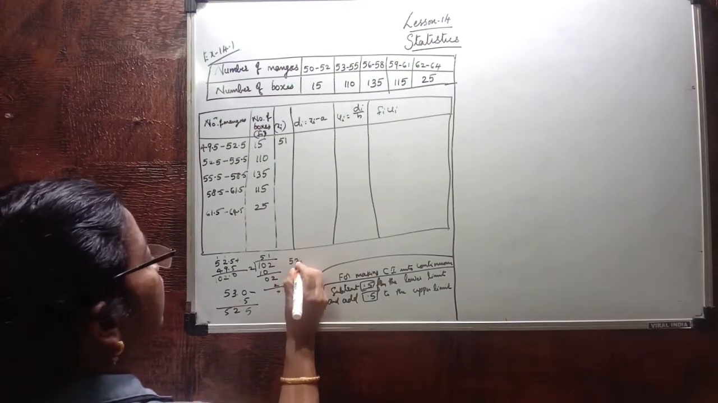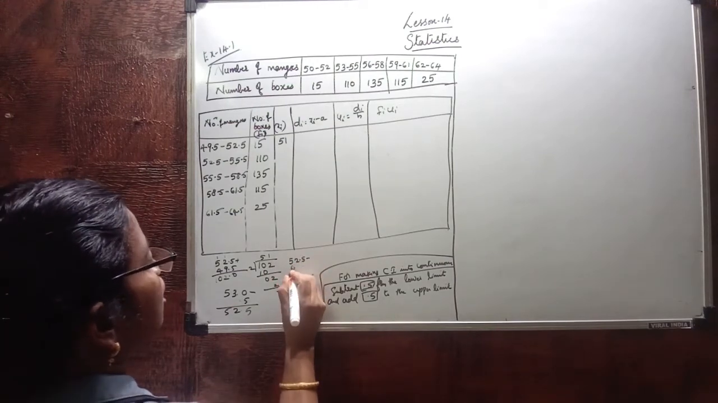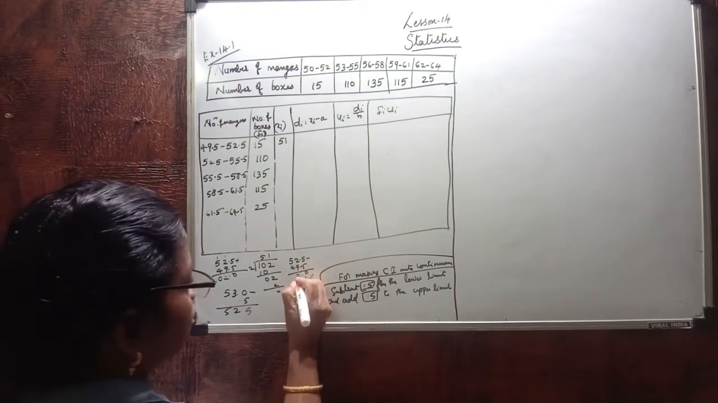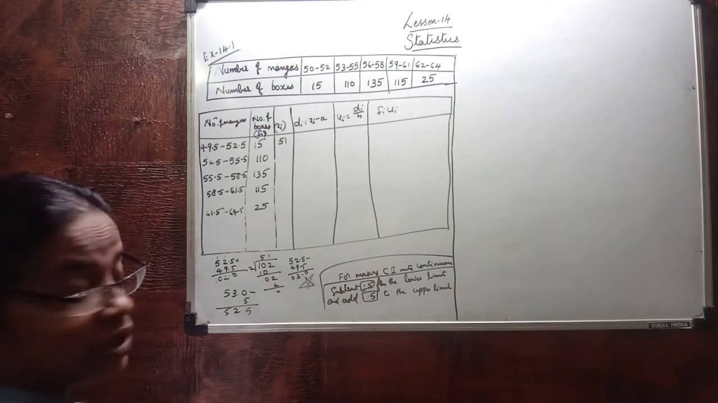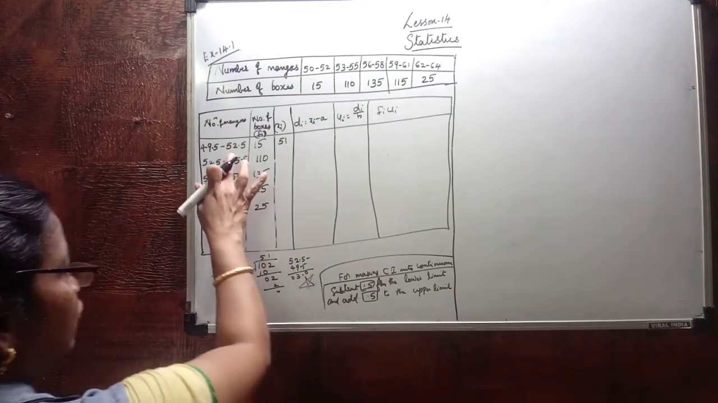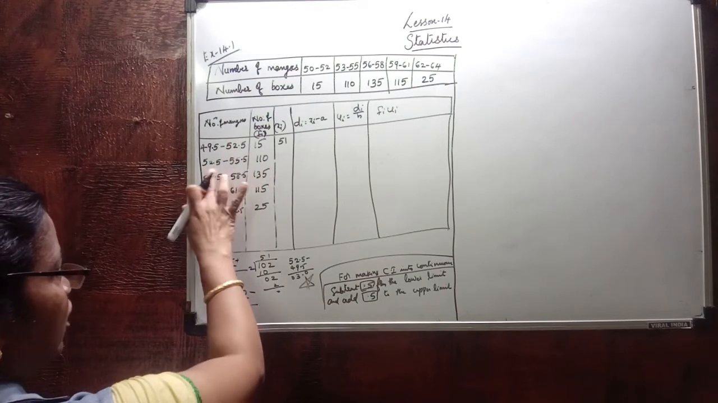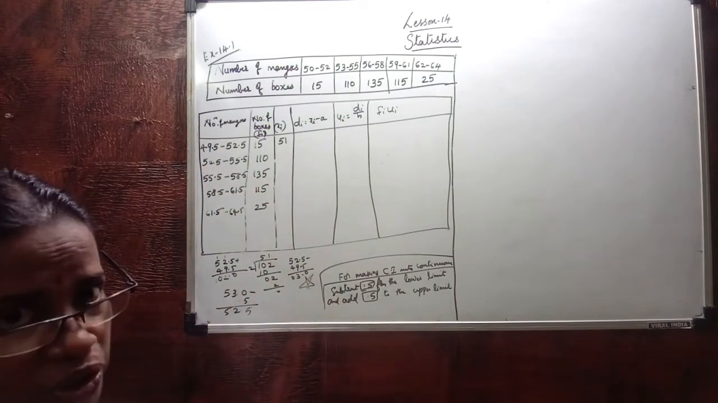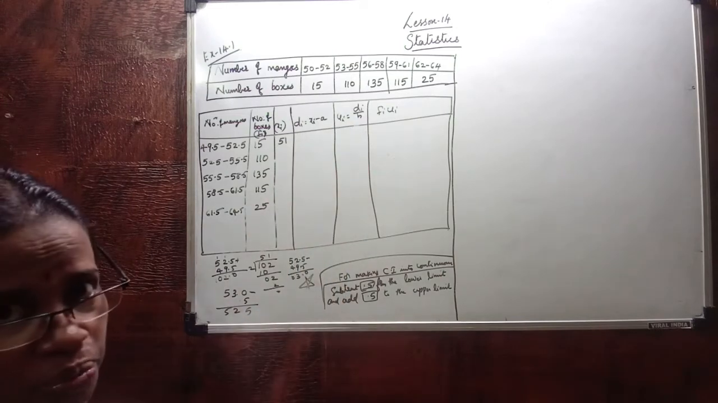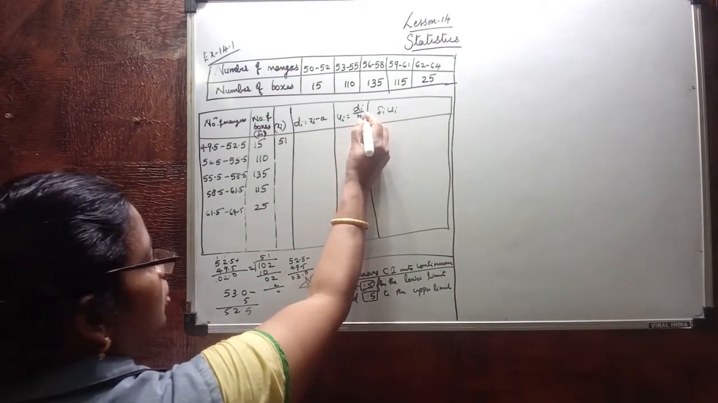52.5 minus 49.5. 12 means 3 is the class interval. 0, 3 means the difference will be 3 for everything. Just find it out and do it. So h means it is 3 now. So h is equal to 3.